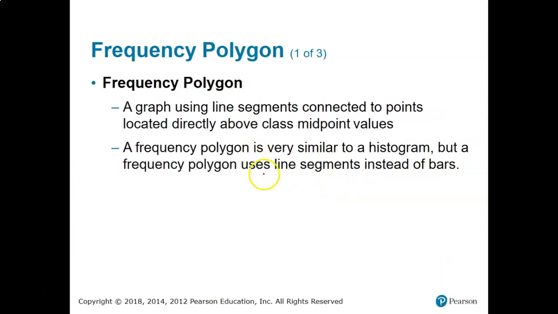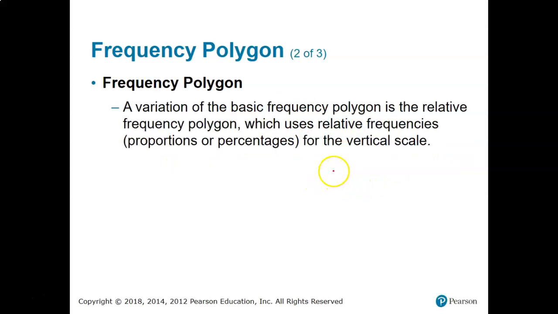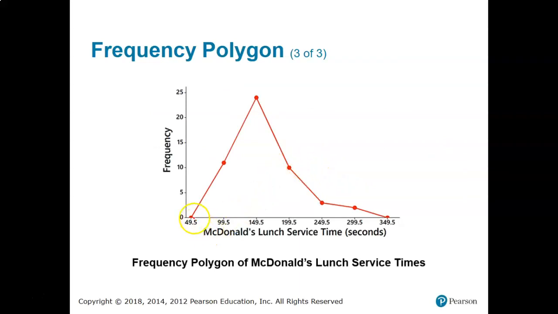Okay, a frequency polygon uses line segments to connect points directly above the class midpoints. So those are important characteristics, and it's similar to a histogram, but it uses line segments instead of bars. So if we look at an example here, and this is again going back to the McDonald's lunch example, here we've got the midpoints for each of our classes. If you go back and look at that example that we did, those would represent the midpoints.